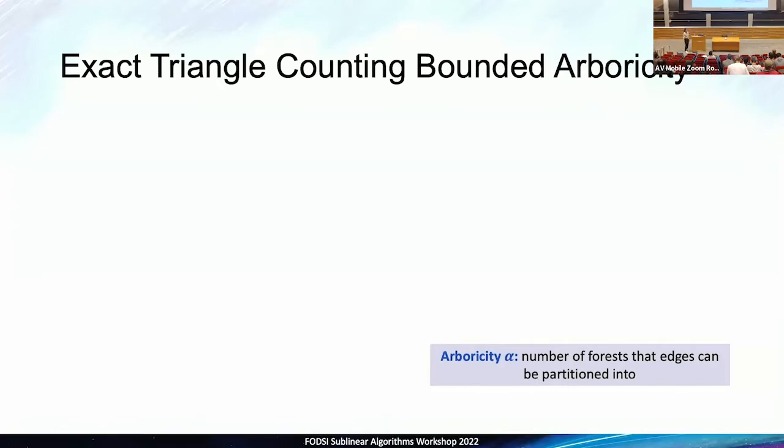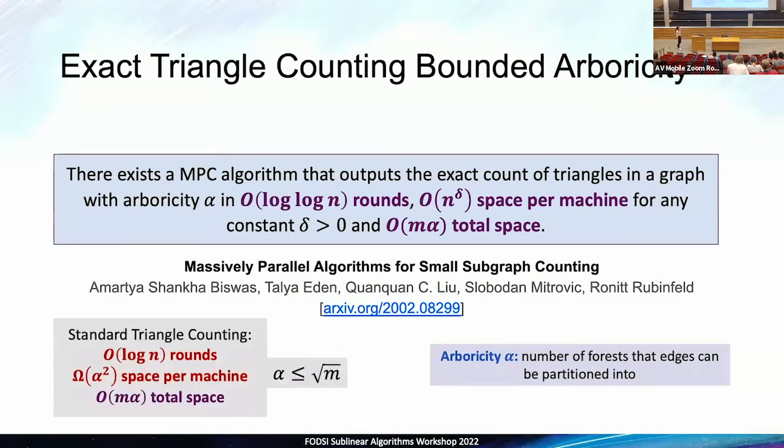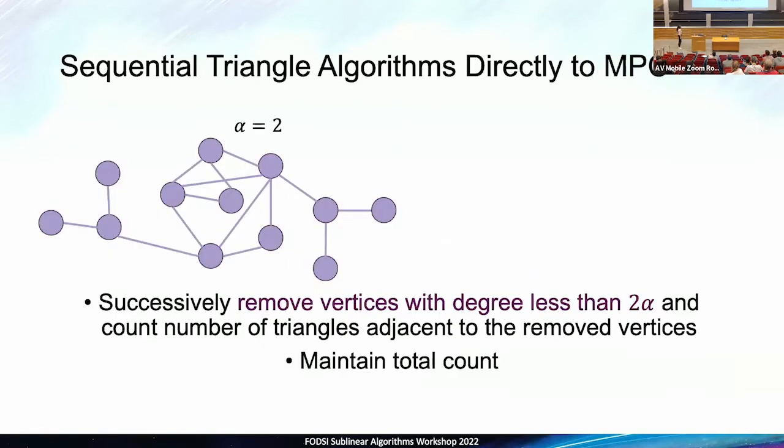As I mentioned before, this is for bounded arboricity graphs. And this is our entire formal theorem statement. So I will first talk about this standard triangle counting algorithm that we directly took from Chiba and Nishizeki and put into the MPC model. Notice again, this has worse number of rounds and also worse space when alpha is close to square root of m. Okay, this will be relatively quick because it's just a warm up.